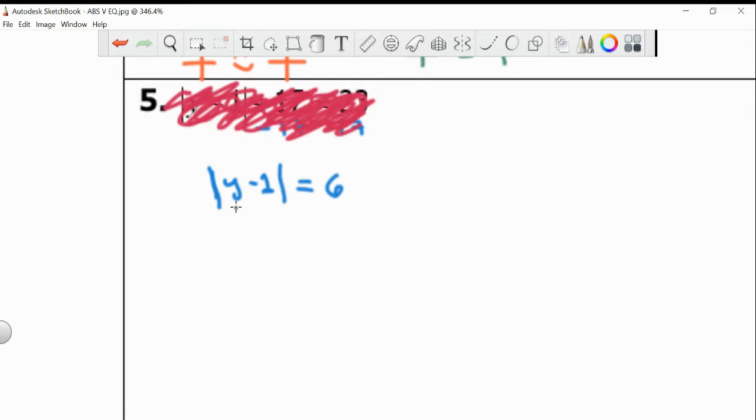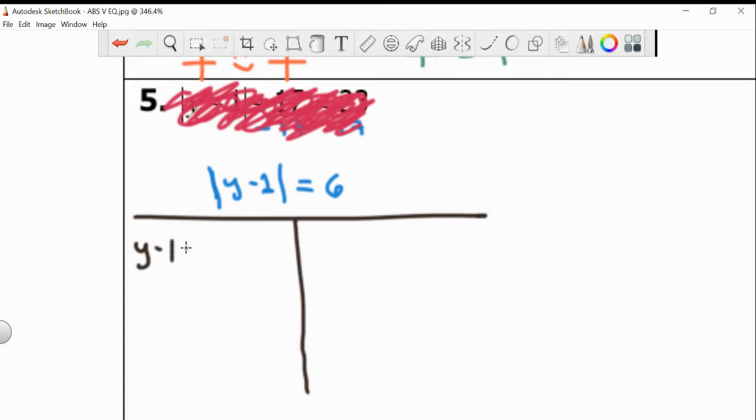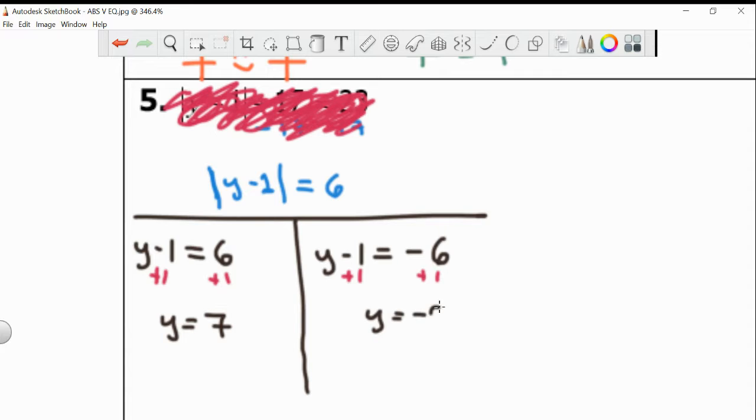So now I've got this by itself. Now I'm happy that it's by itself. So now I'm going to make a little T-chart. I'm going to take the inside is equal to the number over here, and I'm going to take the inside is equal to the negative number over there. Okay? The inside could be 6, or the inside could be negative 6. Either one is a valuable answer. I'm going to solve them both the same way. This is the last time I'll do the little plus ones for you guys, but easy enough. So I've got 2 answers. Y equals 7. Y equals negative 5.